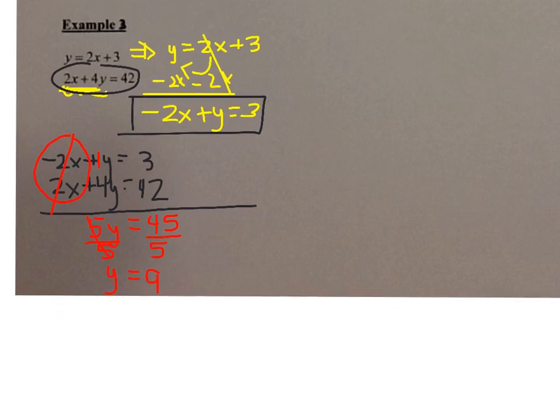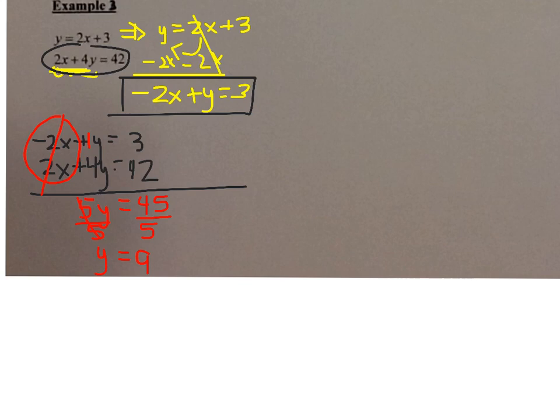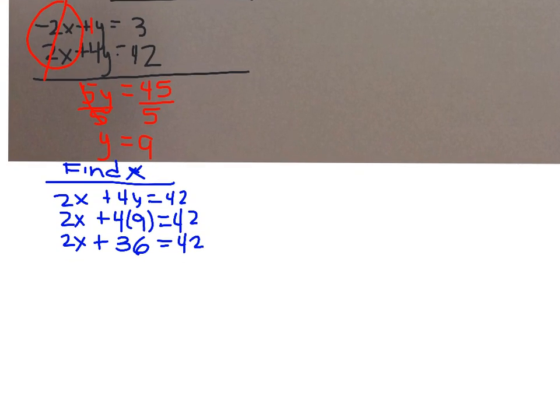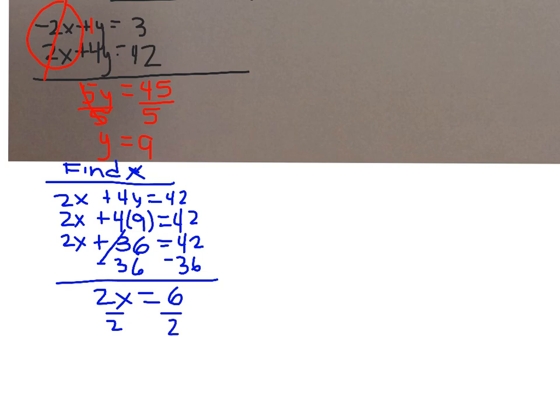All right, the next thing we need to do is find the y value. I'm sorry, we have the y value. We actually have to find the x value. It doesn't matter which equation you plug it into. We're finding x this time because we already have y. I'm going to plug it into the bottom one here. So write it down: 2x plus 4y equals 42. I have 2x plus 4 times 9 equals 42. 4 times 9 is 36. Minus 36 from both sides, solving for x. 42 minus 36. So I have 2x equals 6. Divide by 2. x is equal to 3.